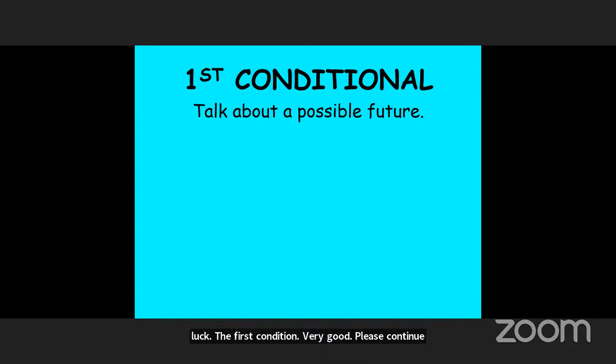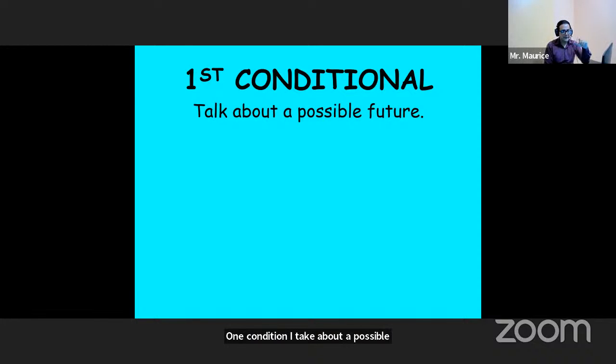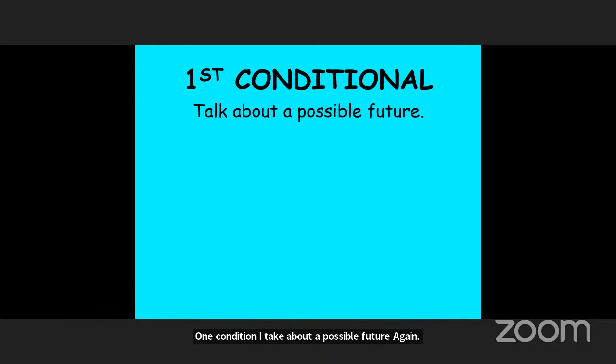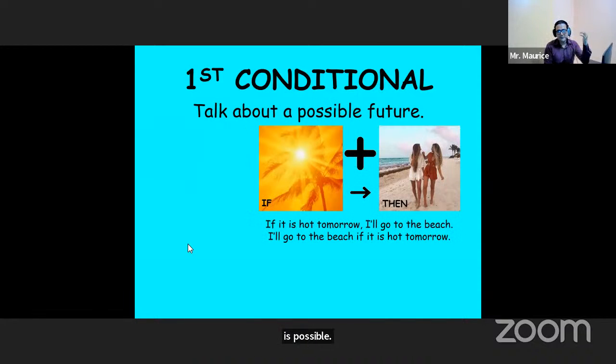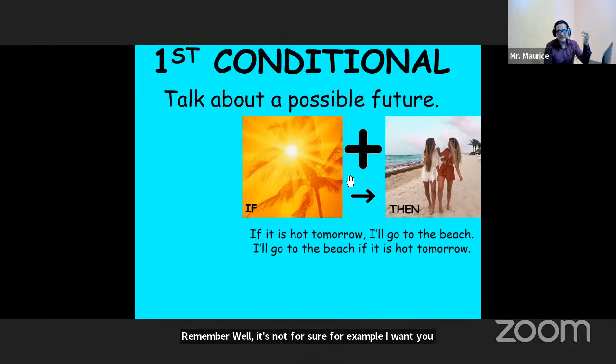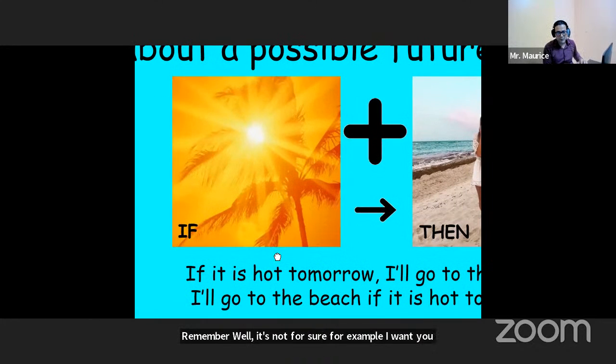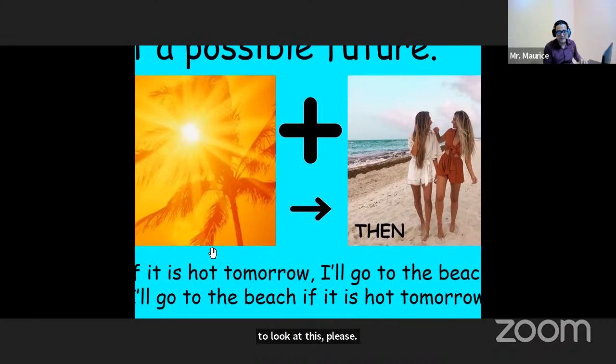First conditional talks about a possible future. Okay, thank you. So remember, we talk about a possible future. It's possible. Remember? Well, it's not for sure. For example, I want you to look at this. Please, everyone look at both pictures or both images.